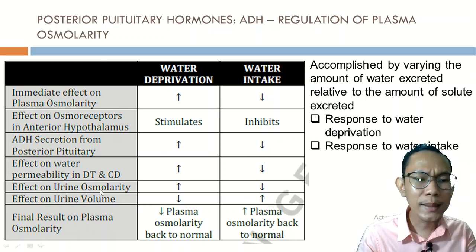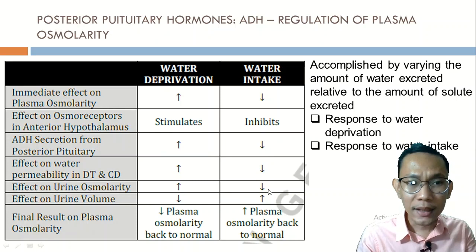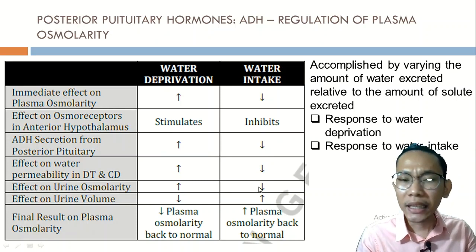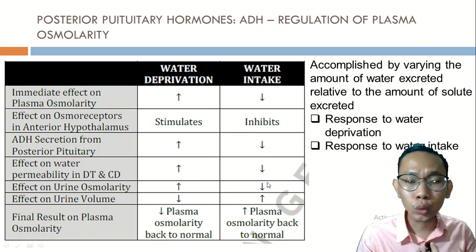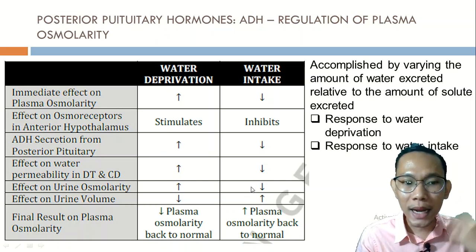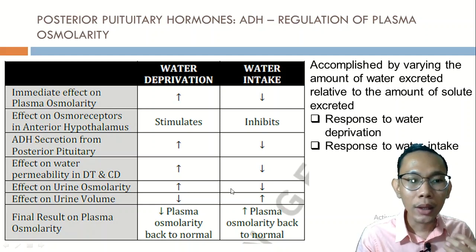Ano naman mangyayari sa urine osmolarity, Doc? Kasi nga, sobrang dami ng ating tubig and hindi naman natin kailangan i-preserve yung tubig. So, lumalabas ang tubig sa ating ihi. So, yung asin sa ating ihi ay lalong nagiging malabnaw. That's why your urine osmolarity is low.